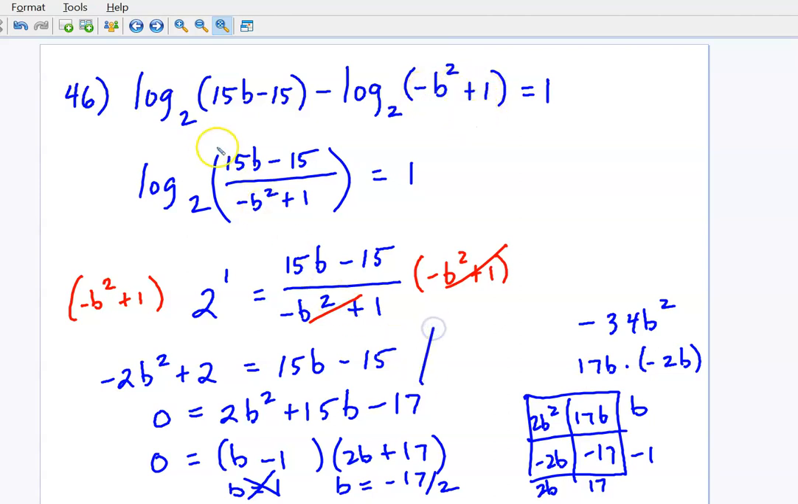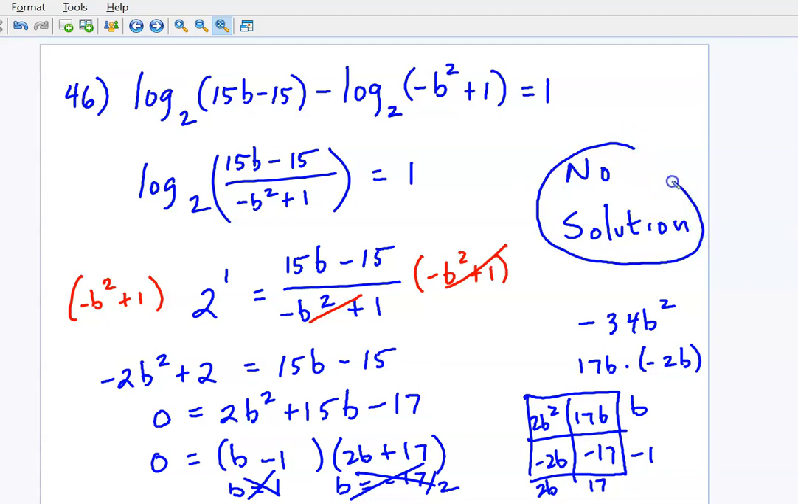So I got a log of 0, which is not allowed, and we also got log of a negative number, which is not allowed. So in this case, we ended up with 2 possible solutions, but we can't use either one of them. So therefore, the answer for number 46 is going to be no solution. Okay, hopefully that made sense, but you should always do at least a mental check of your answers to make sure that it doesn't violate log of 0 or log of a negative number.